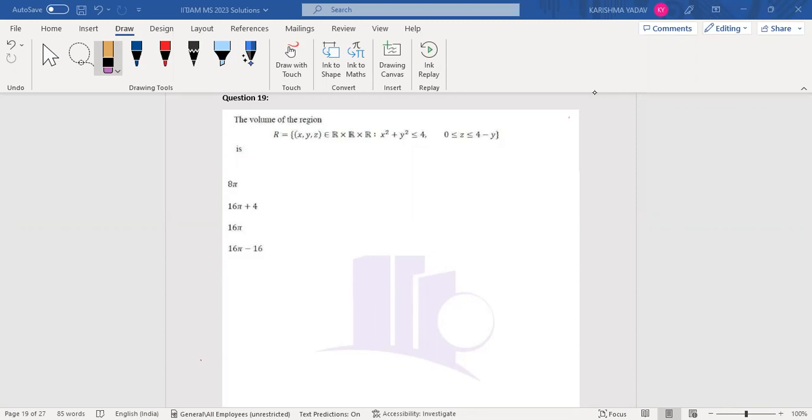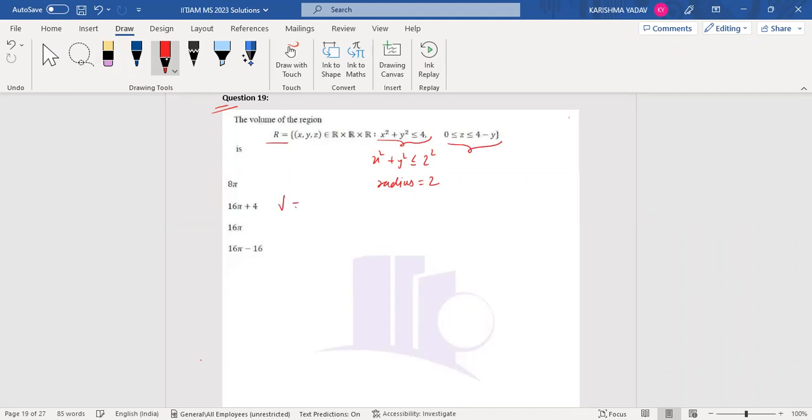In the previous lectures we have done till question number 18, and now we'll do question number 19. Let's see it. The volume of the region R is x² + y² ≤ 4. By seeing that equation, I can see that this is an equation of a circle, x² + y² ≤ r². So here the radius of the circle is 2. And the limit for z is 0 to 4 − y, and I have to find the volume of this region.